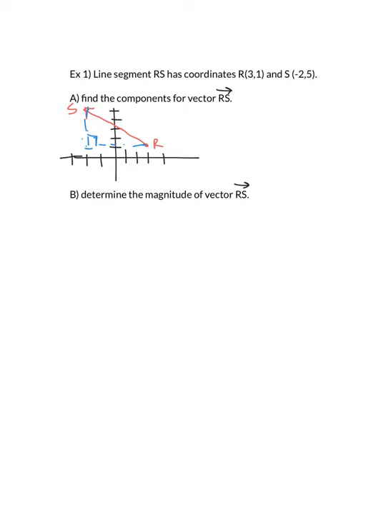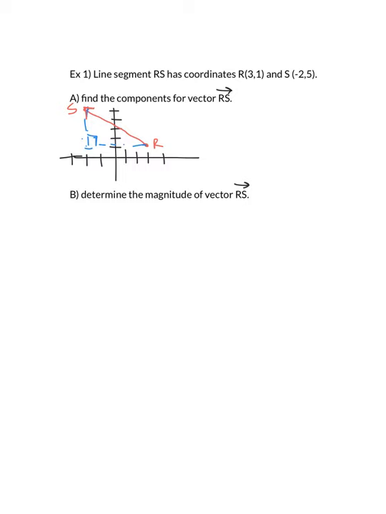In our first example, we're told that we have line segment RS that has the coordinates R(3, 1) and S(-2, 5). So I've just done a quick sketch here. I've plotted those points. One thing I did want to mention is that when I drew this vector, the arrow is at the S because the line segment is RS. So it starts at R, ends at S.